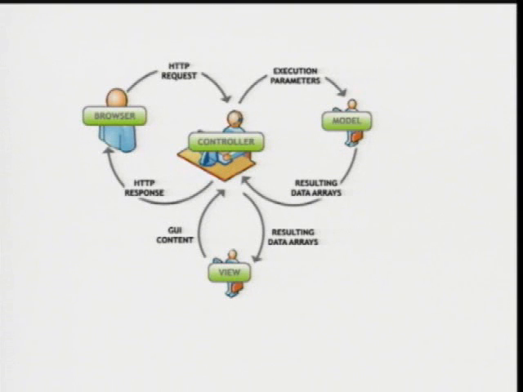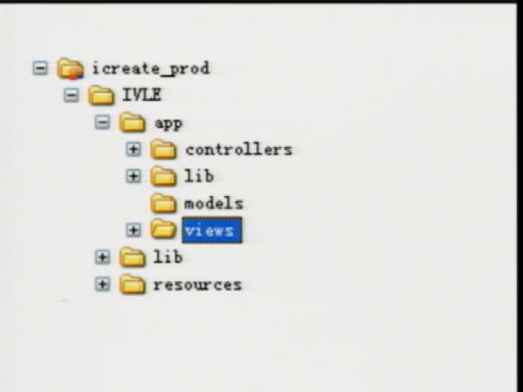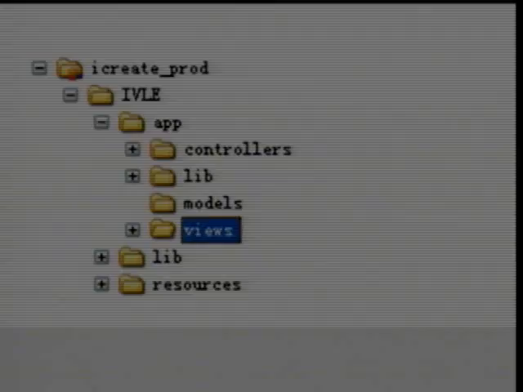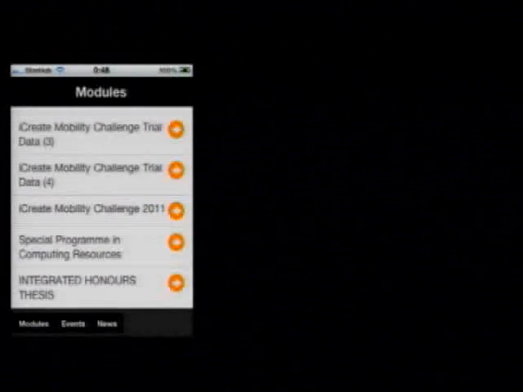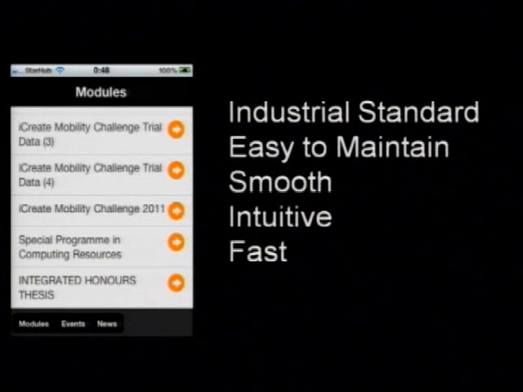So we strictly follow the industrial standard. By this, I mean the design pattern we use, MVC, Model View Controller, is a very classic design pattern. And as you can see from here, the files are well organized. So we are very confident that if you want to modify or extend our application, it's very easy. It's very easy to maintain. So in all, we have a great application which has industrial standard, easy to maintain, smooth, intuitive, and fast.